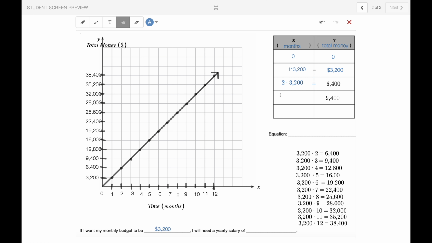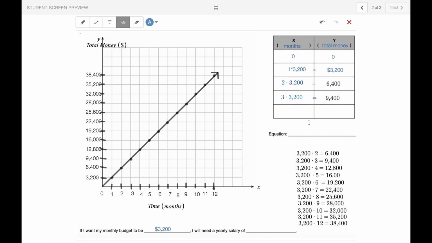And lastly here, we have 3 months. How am I going to make 3 months equal to 9,400? And again, we've already done this math, right? How can I make 3 equal to 9,400? Well, I can multiply it by 3,200. If you don't believe me, check with the calculator. So now we have balanced all of our x side with our y side. They are now truly equal.